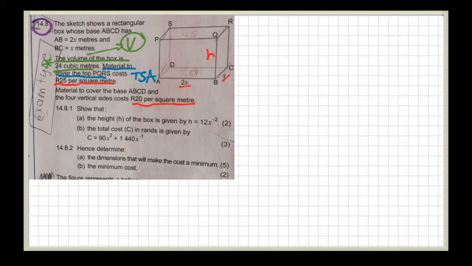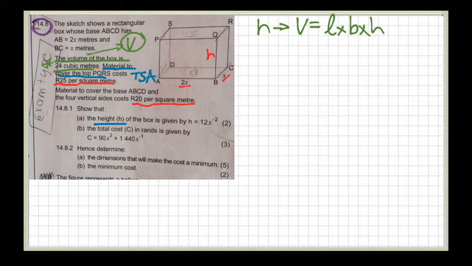14.8.1a. Show that the height of the box. So I know that my height has to be a certain formula. So what am I going to do? I'm going to start by looking at our want, height. But they gave me volume. There's my mountain. But for me to find the other mountains, I need to bring in a formula. I'm going to bring in length times breadth times height because it is a box.